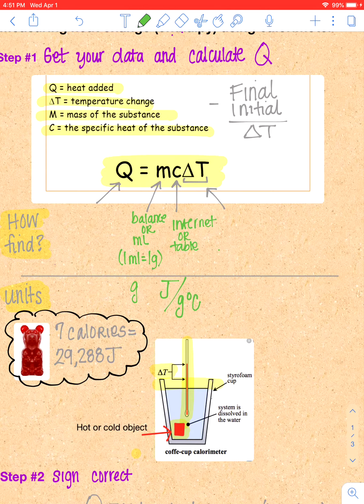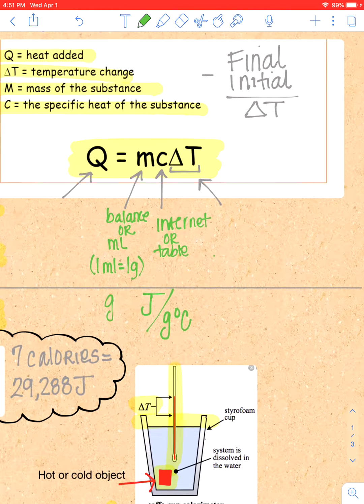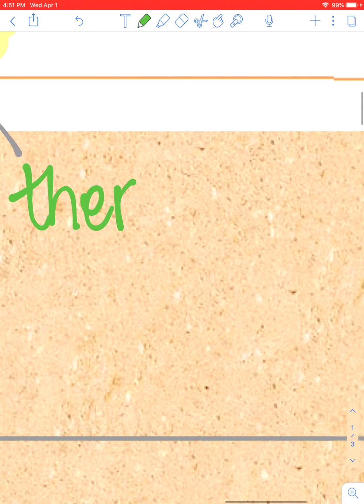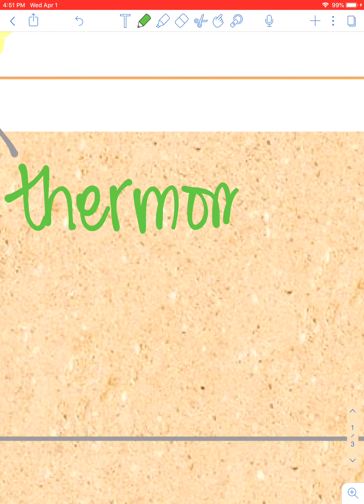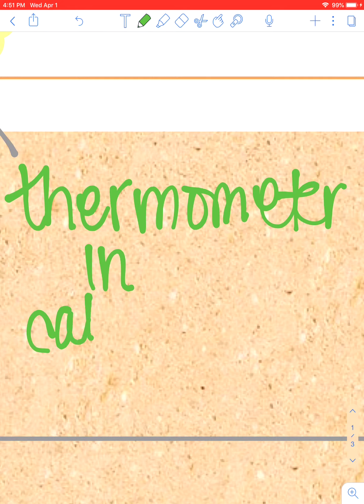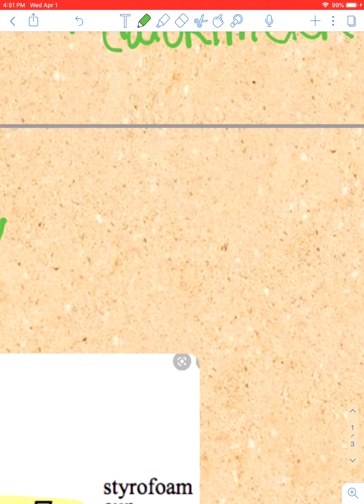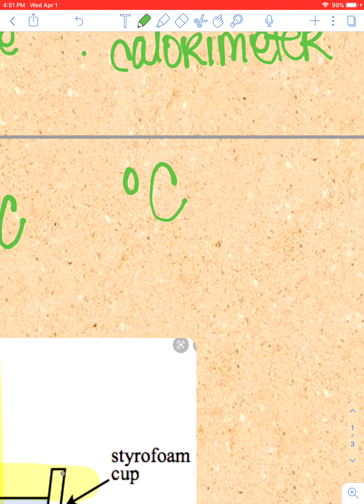Okay, then we have this last variable here called triangle T, delta T, and that is just the temperature change. And so we find temperature change using a thermometer. And we are going to use the thermometer inside the calorimeter. We're going to stick it in the top hole of the lid of our styrofoam coffee cup style calorimeter. And the units for that are degrees Celsius.